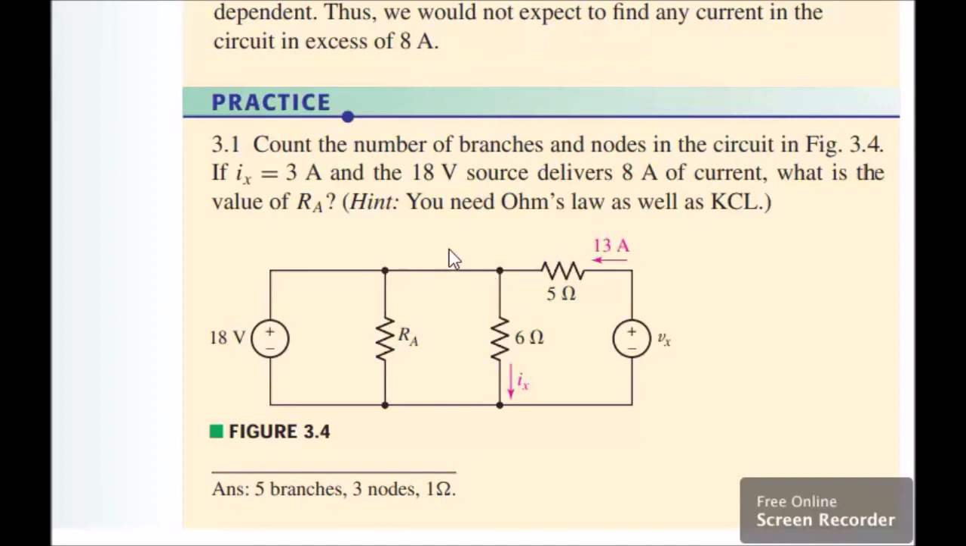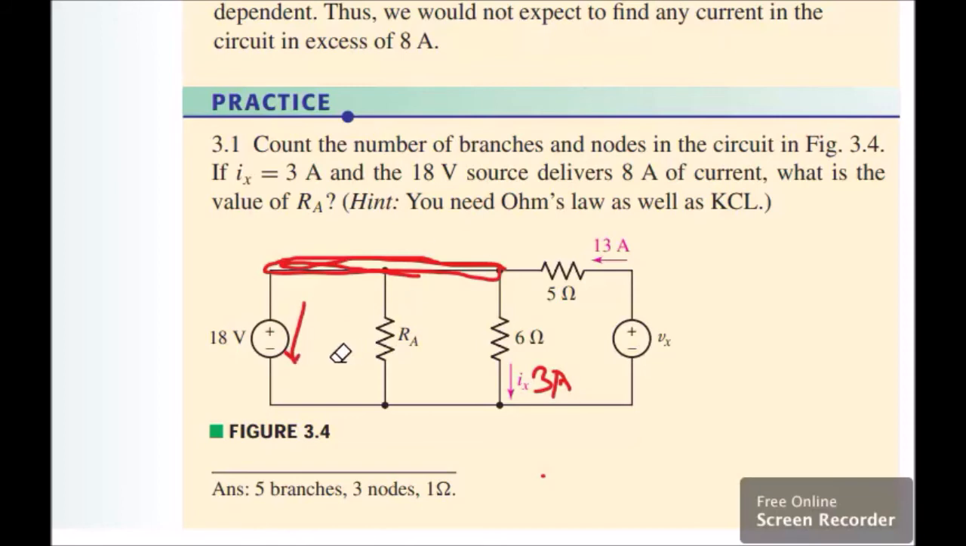Ito ang dali nito. Kasi sabi niya, itong Ix is 3 ampere. So, given to, this is 3 ampere. Ito na naman, 3 ampere. Ito, the same node. Okay? Isipin natin as isang node yan. Ito, given na yung 18 volt source delivers. Delivers, so ibig sabihin, saan papunta yung current natin dito? Ganun ba?